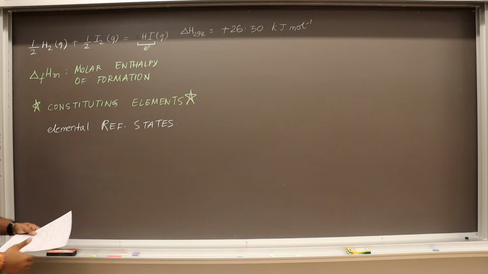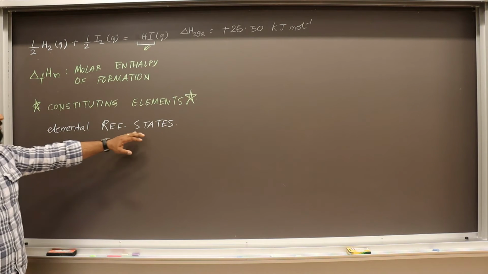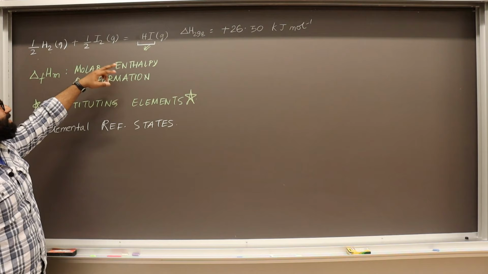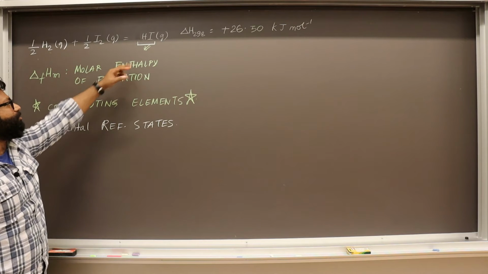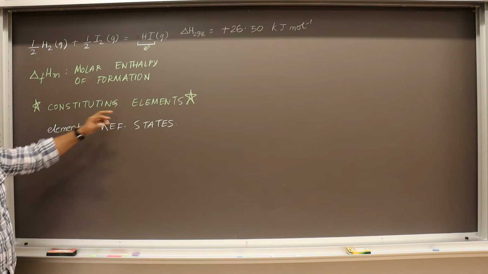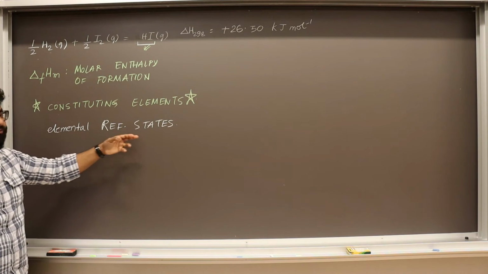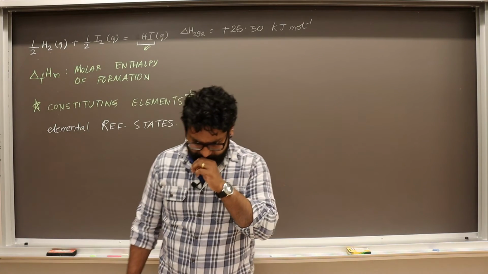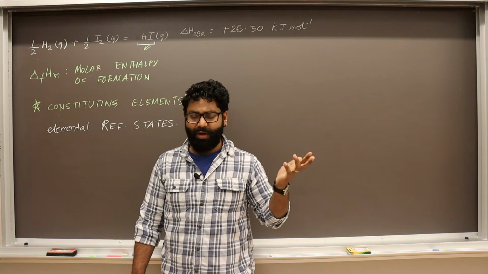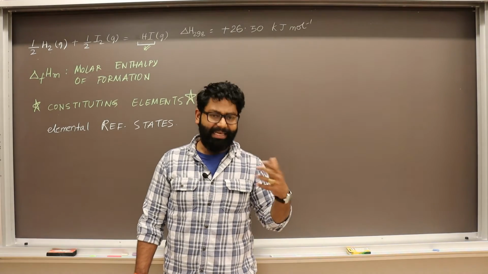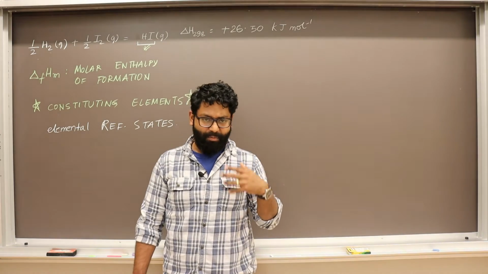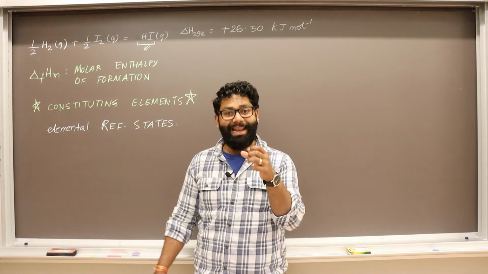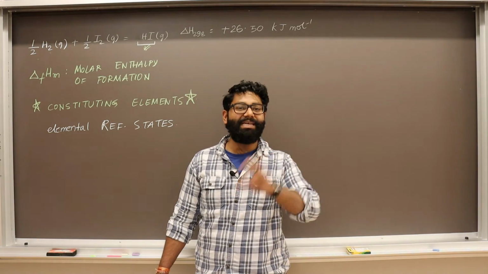We will study what reference states actually mean. Just for an example, I said that HI is being produced by its constituting elements, and those elements should be in their reference states. Say, for example, you're forming quartz. Quartz can form from silica crystal and from oxygen gas, right? So these are the two constituting elements. But the constituting elements themselves can be in different forms.